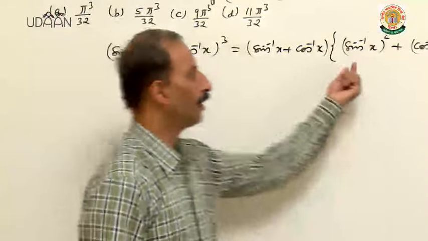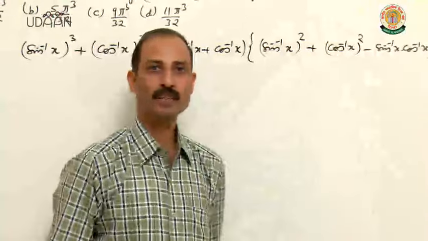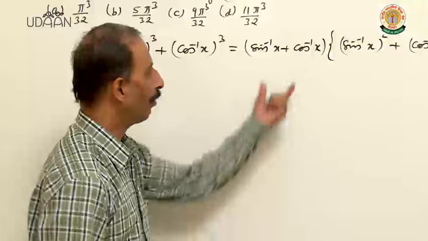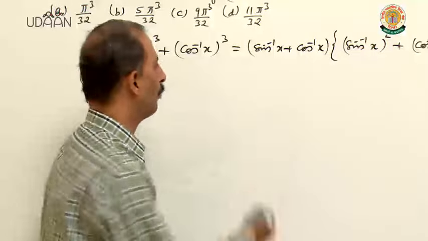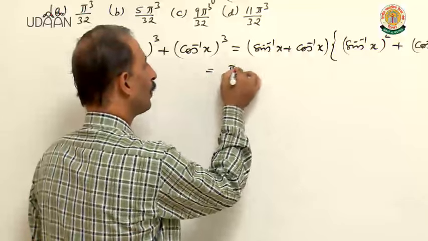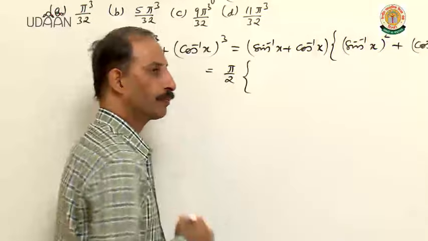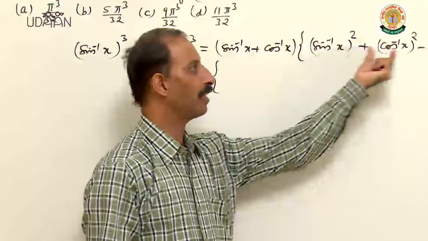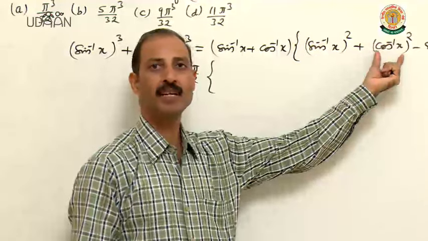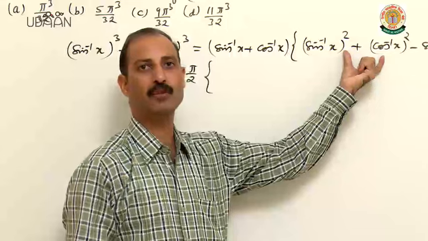a plus b into a square plus b square minus ab. This identity I am using here. Now you also know the value of sin inverse x plus cos inverse x. How much? Its value is pi by 2. Now again I am using here a square plus b square, I can write as a plus b whole square minus 2ab.